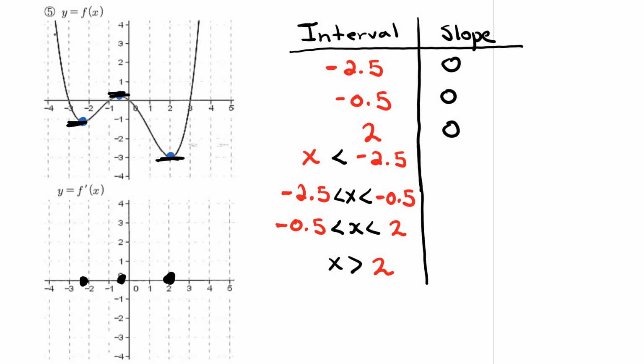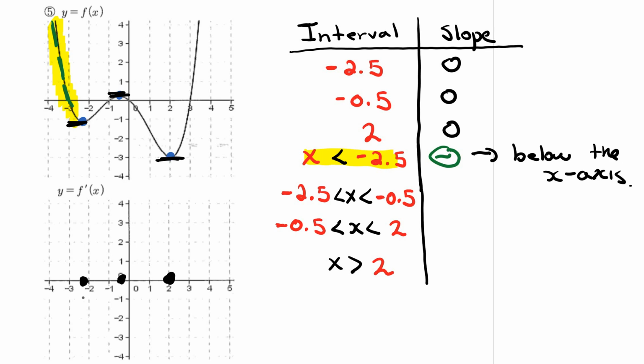Okay, and then let's take a look at this part of the graph right here, this part in yellow. So that's when x is roughly less than -2.5. And if I take a look at the slopes here, if I draw these tangent lines, those slopes are negative, right? So if you have a negative slope, that means the derivative is below the x-axis.